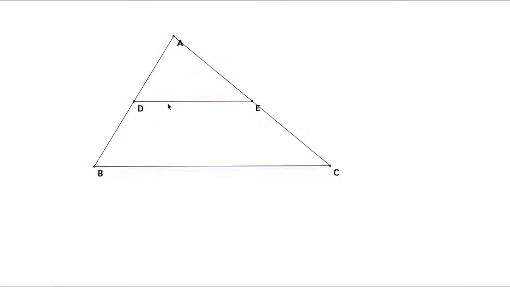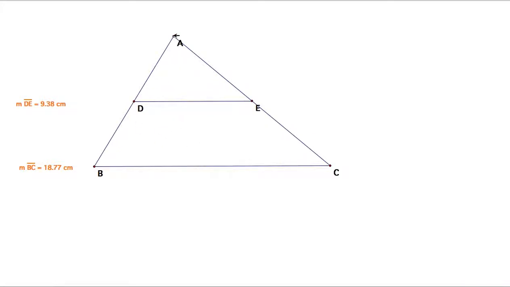What we can do with the line segment that is connected between the two midpoints of your triangle. We noticed when we measured these two lengths that the length of BC was twice the length of DE. Let's see what other things that does to this triangle.